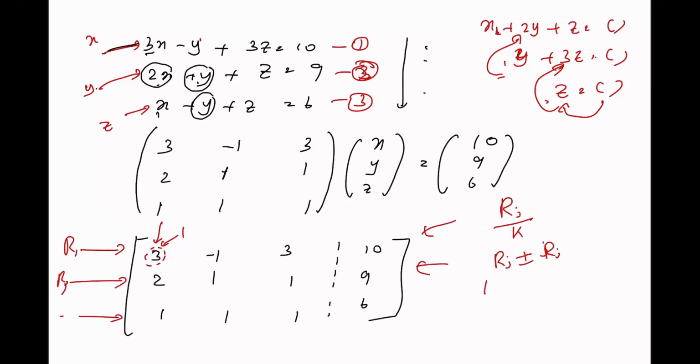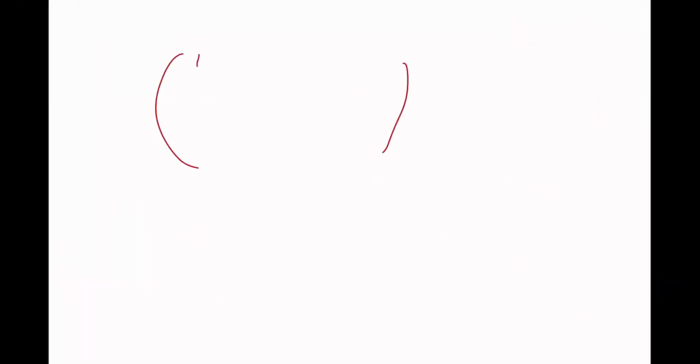You need to have this form: in the first column, the first element should be 1 and the other elements should be 0. In the second column, the second element should be 1 and the other elements below should be 0. In the third column, the third element should be 1, the elements above can take anything, but the elements below should be 0. The form is something like 1 something something something, 0 1 something something, 0 0 1 something, 0 0 0 1.